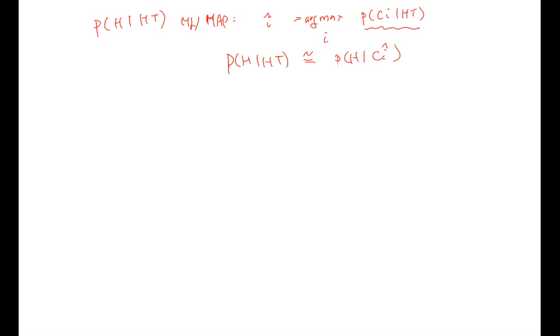For ML, if we have head and tail, we know that the most likely coin is C2, because P(C2 given head and tail) is 0.58, and the rest are 0.21. So this one is largest, therefore the coin that I pick is coin 2. So the probability of heads given this head and tail will be approximated as the probability of heads given C2.